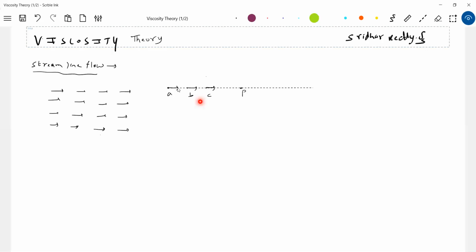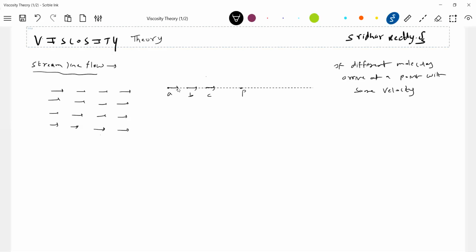Now, when A passes here, if the velocity is like this, it's a streamline. B also passes, with the velocity in the same direction. C also passes with velocity in the same direction, and it must have the same speed here. So what is the condition we can put? If different molecules arrive at a point with the same velocity. So that's one basic idea of a streamlined flow.